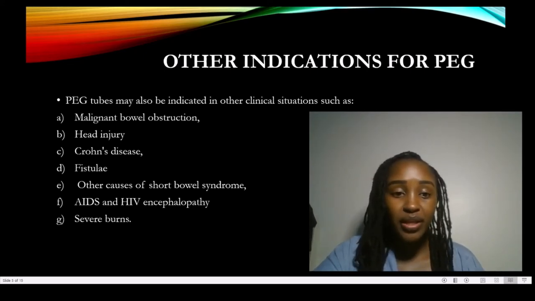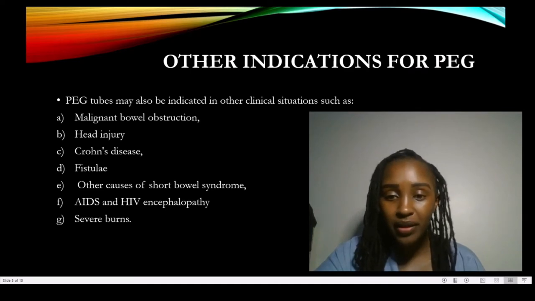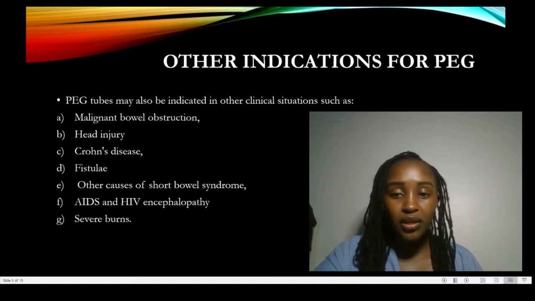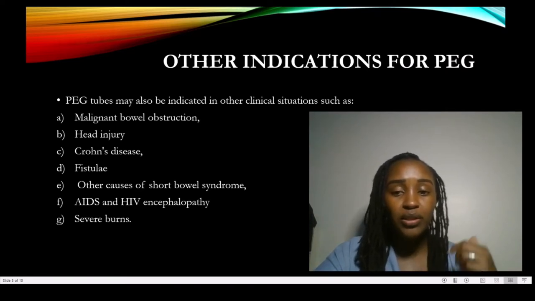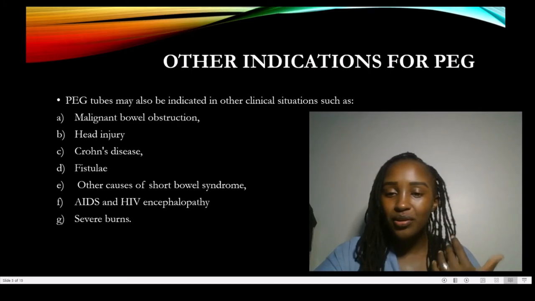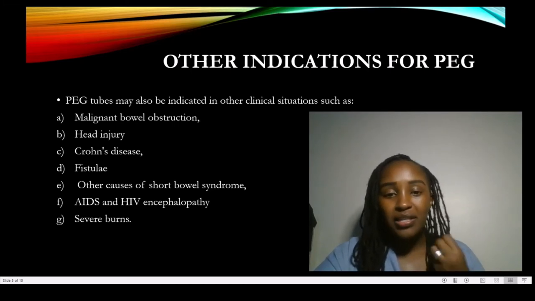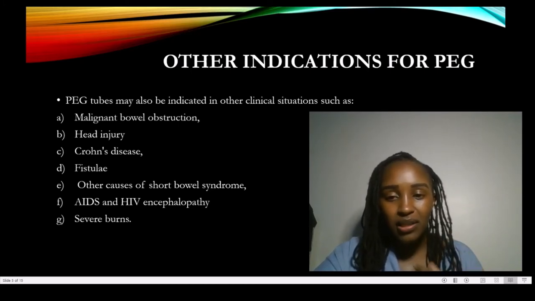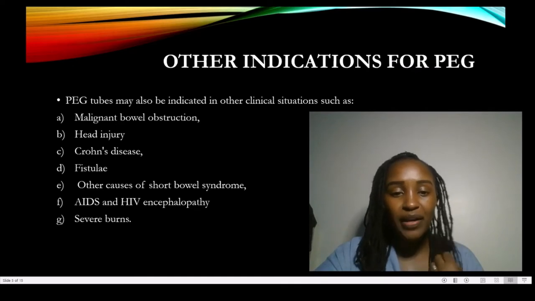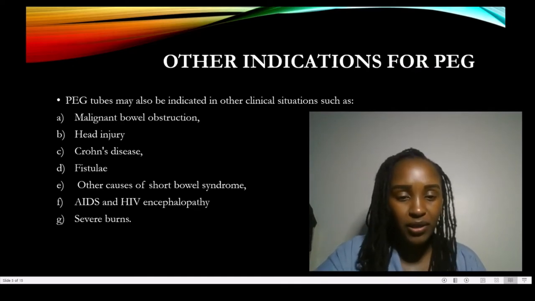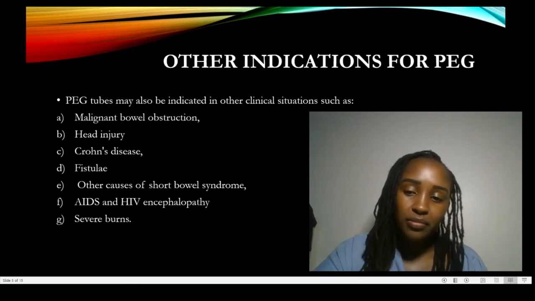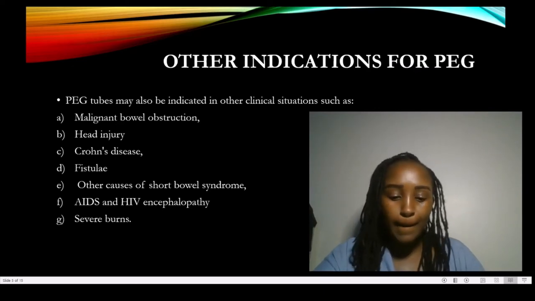Some patients with AIDS and HIV and encephalopathy, again for the same reasons, because we run a risk of having aspiration pneumonia, especially because of their inability to have the gag reflex, which is very important when you're swallowing, because if food goes to the wrong pipe, then most likely you're going to choke and cough. But if they don't have that reflex, again, the food might go to the wrong area, and this will cause a lot more problems. And a patient, again, with severe burns may require a PEG tube for feeding.